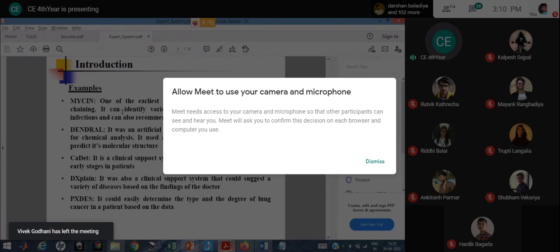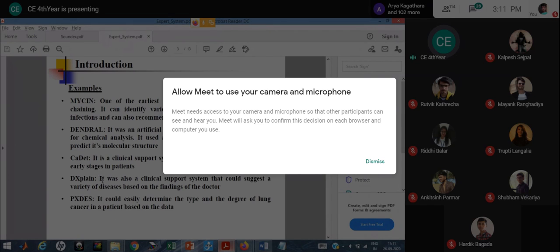So here you can say that it can identify various bacteria that can cause a severe infection and can also recommend drugs based on the person's weight. Another example is Dendral. It was an artificial intelligence-based expert system used for chemical analysis, and it uses substance spectrographic data to predict its molecular structure. Another example is CADET. It is a clinical support system that could identify cancer in its early stages in a patient.